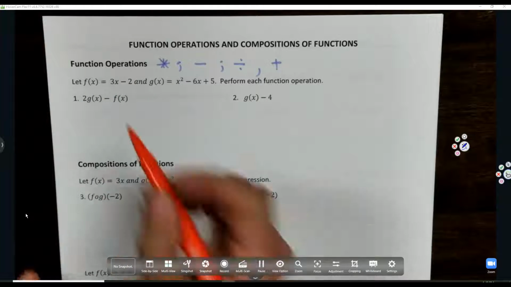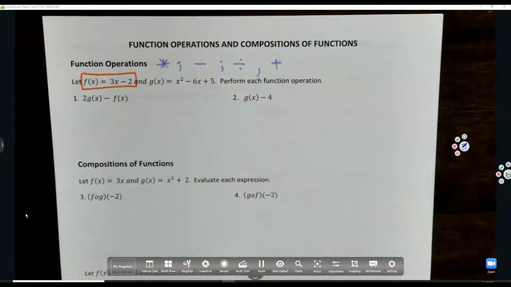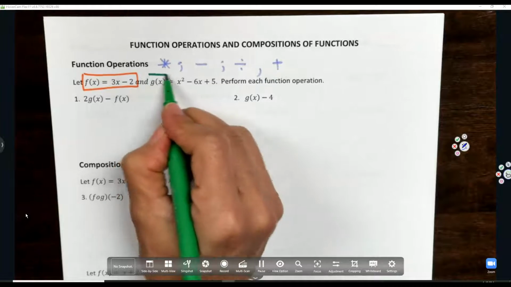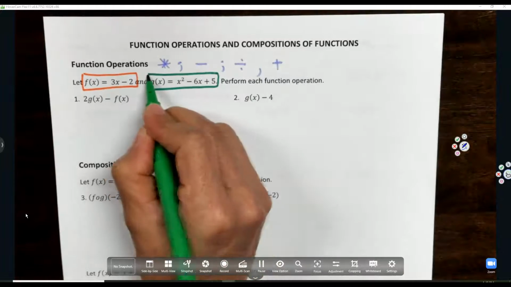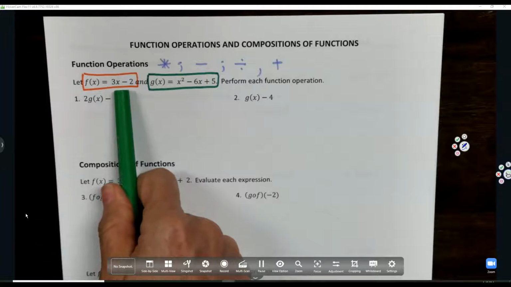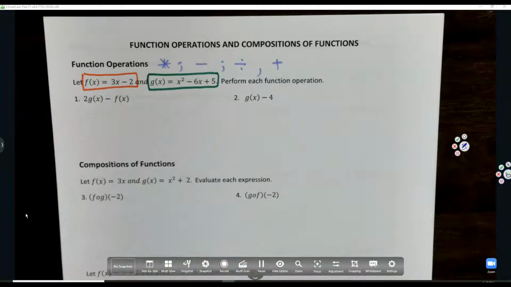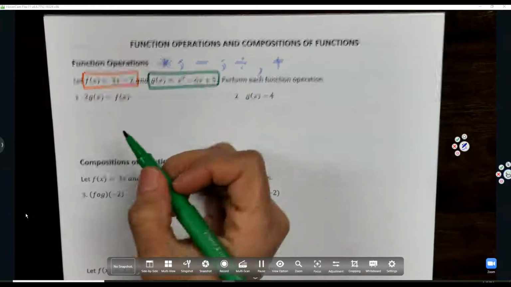I am going to highlight f of x in orange, just so you can see how I substituted in. I'm going to highlight g of x in green. And then we're going to do some order of operations. But before I start, y'all, how many terms are in f of x? 2. Good job. And how many are in g of x? 3. All right. Good. I'm really glad to hear y'all know that.